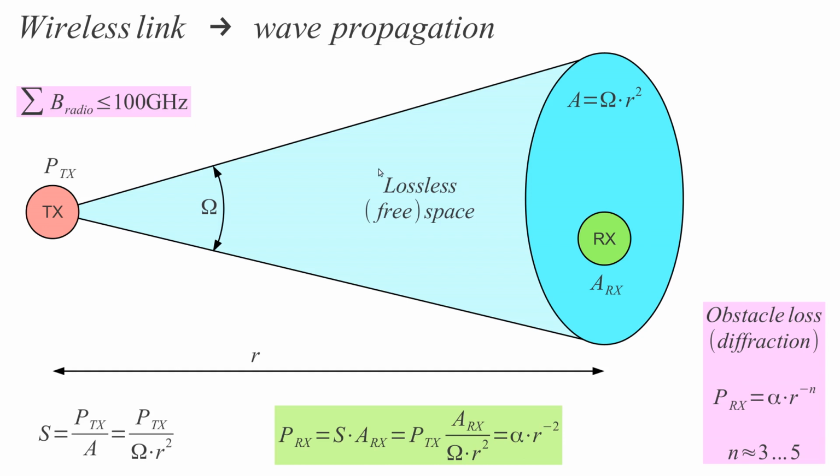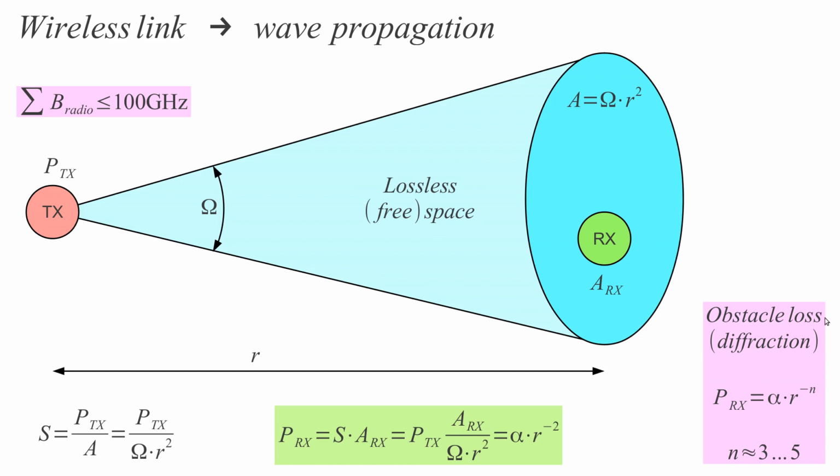If we had losses here, we also would have an exponential term here. But we try to use wireless links on frequencies where this space can almost be treated as lossless. If we have some optical loss, then there are many different formulas to treat optical loss.